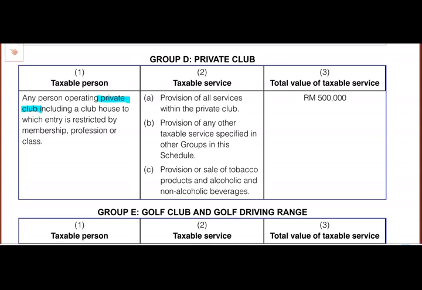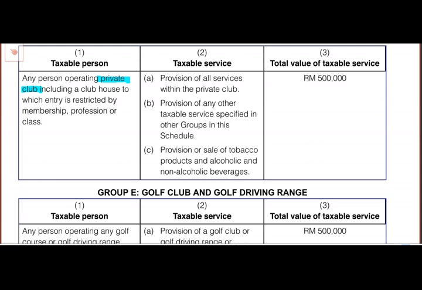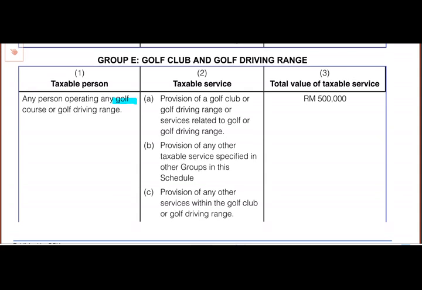Okay, this club is a rich man club, private club, all right? Or golf club. These are the rich man clubs. Basically all the services offered within the club, and the threshold is 500,000. If you go down, golf course is there. Golf course or golf driving range, okay, with the same threshold of 500,000.